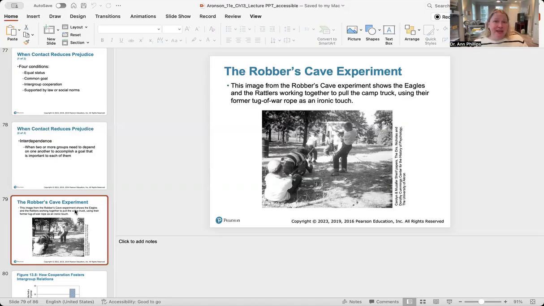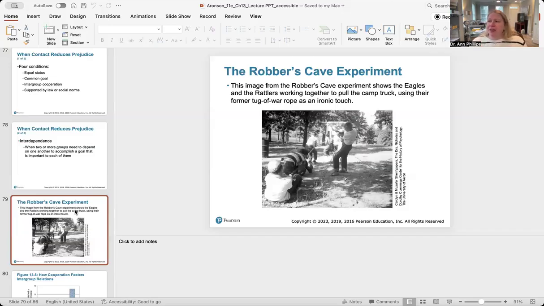Then they tried to put them together and it didn't really work. Get them to play sports, hang out. They were still Eagles and Rattlers. The thing that brought them together, and I'm not joking here, they cut off the water supply to the camp. And so the boys had to work together to literally dig a trench to reconnect the water supply for the camp. No one was harmed in that process, but they could have been, so it's a pretty unethical experiment.